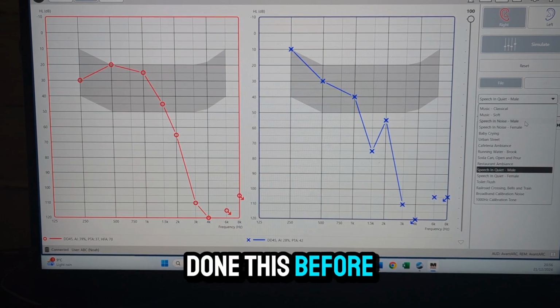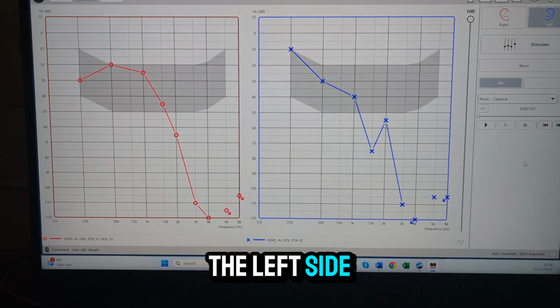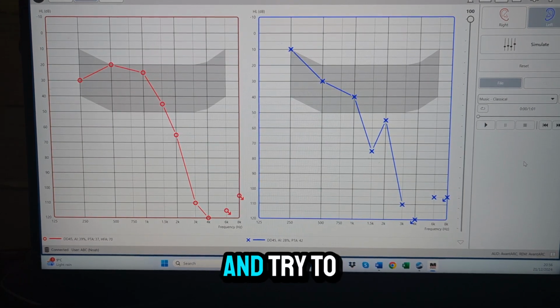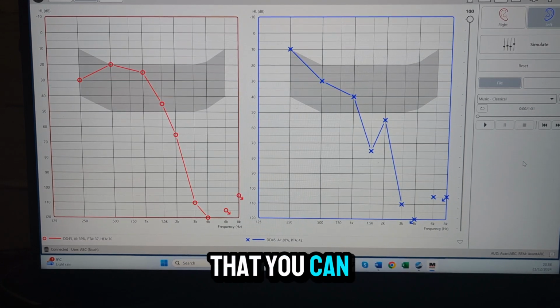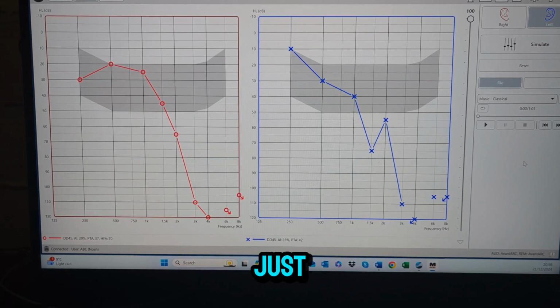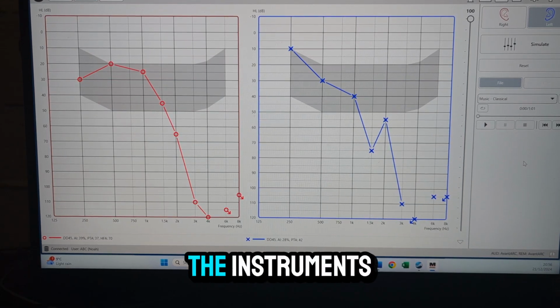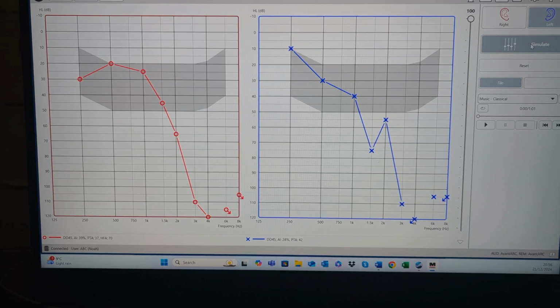So we haven't done this before. It's going to be quite interesting. We're going to go for classical music. We're going to start with the left side. I want you to pay attention and try to sort of get as many of the instruments that you can. You don't have to name the instruments unless you're a musician, but just try to identify as many of the instruments as you can.